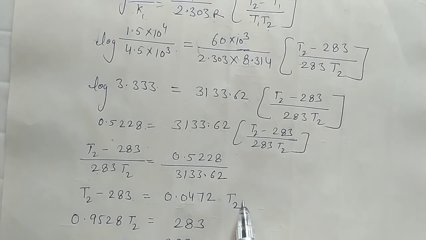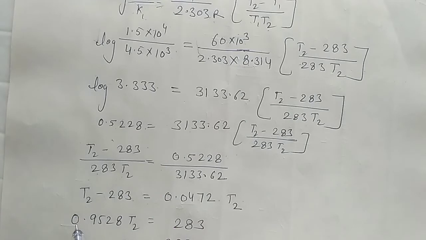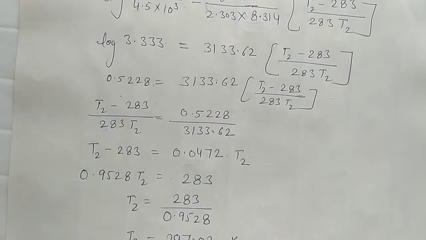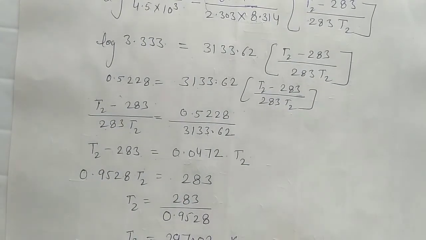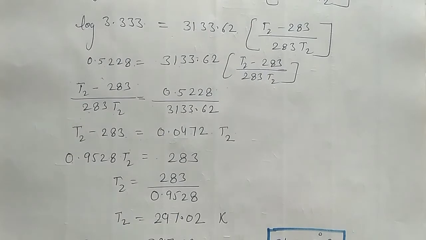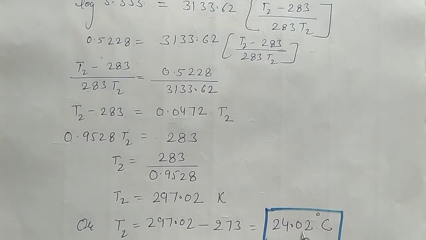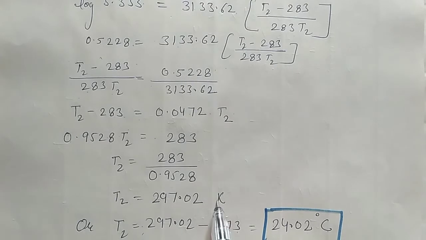0.0472 T2, this is multiplied here, and 0.9528 T2 is equal to 283. Okay, then T2 is equal to 283 upon 0.9528, then T2 will be equal to 297.02 Kelvin or 24.02 degree Celsius. By subtracting 273, we can convert the value of temperature in Kelvin to degree Celsius.